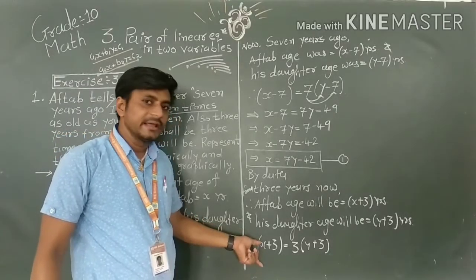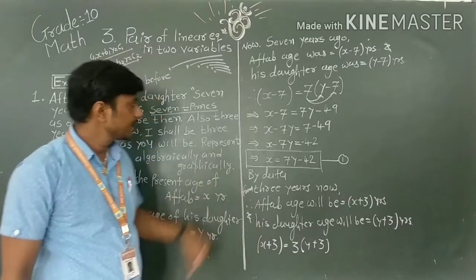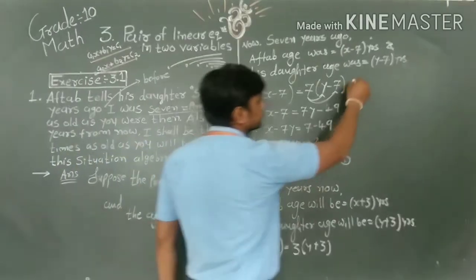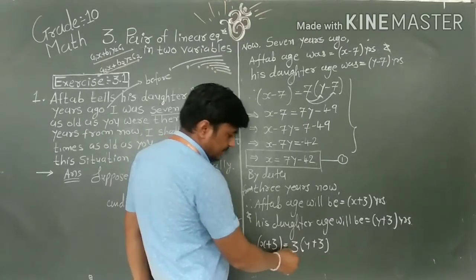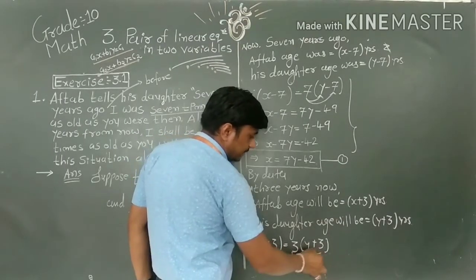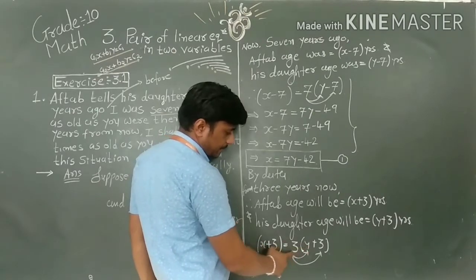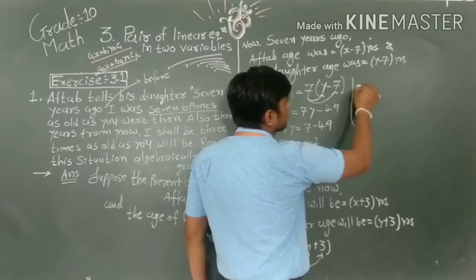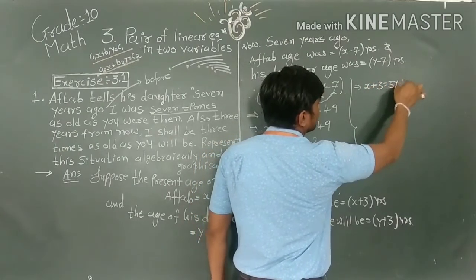Now we simplify and find the simplest form. What happened? Look here. I write x plus 3 as it is, and 3 multiplies both the terms in the bracket. x plus 3 is equal to 3y plus 9.